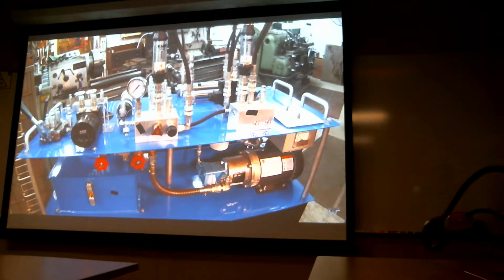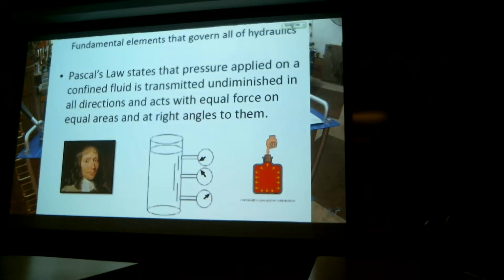All right, back in 1692, a gentleman named Blaise Pascal came up with the law that when you confine a fluid and compress it, it is equal and opposite in all directions. So that is the basis of all hydraulics. He didn't mean to say compressed. You know that, right? Okay.